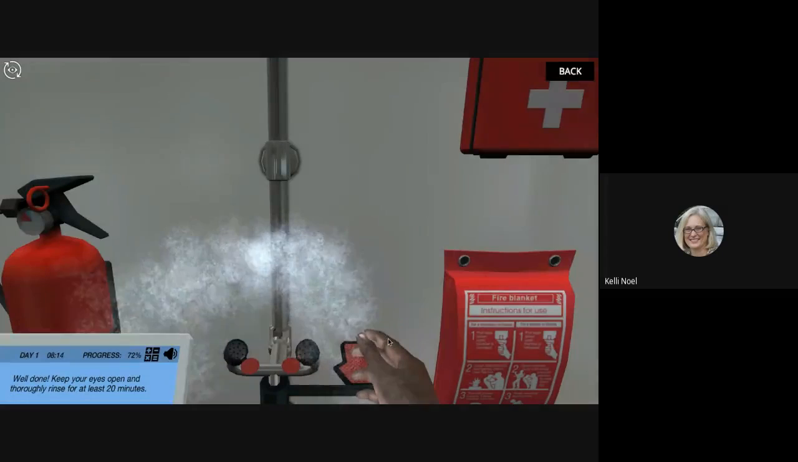Oh no, you've got acid in your eye. Quickly go to the red safety station next to the emergency exit. Push the toggle at the safety station to rinse your eyes with water.